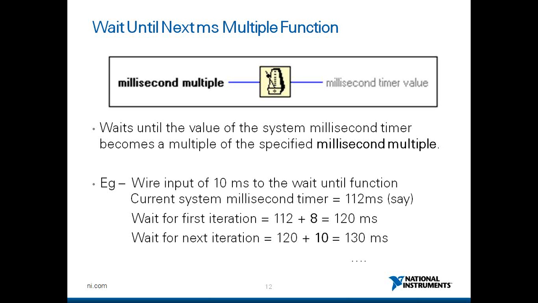So this is a very important function when it comes to synchronizing, because if I give different prime numbers in my millisecond multiple, I know that multiple loops will always run at different instances of my system clock. I know they will never happen at the same time. They will always happen at different system times. They will always happen at different multiples. So it is as simple as that.